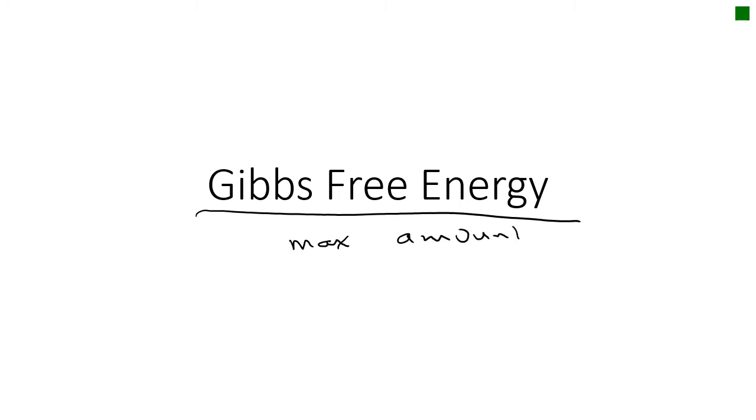So we're going to need to continue chapter 16 talking about spontaneity by looking at Gibbs free energy. Gibbs free energy is going to be the maximum amount of work you can get from a spontaneous reaction. So maximum amount of work. So let's see where this comes from.